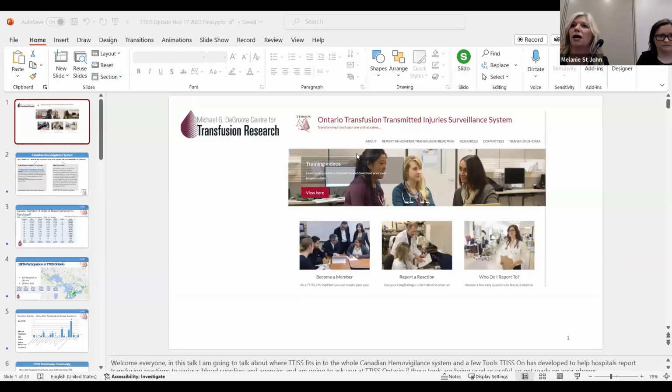In my talk, I'll be talking a bit about two of the top tools that I think really help with people who report transfusion reactions to TTISS Ontario. We have developed a lot of tools, and I have a lot of people asking, where do we report to? How do we know? With 159 hospitals in Ontario, we have a lot of changes in staff, and it's always hard to keep the training up. So I'm going to ask you if some of you use these tools, and if not, introduce you to some of them.